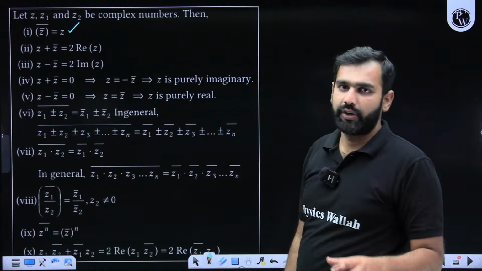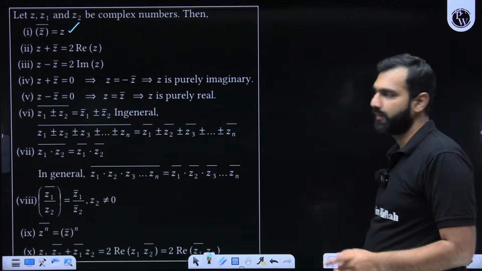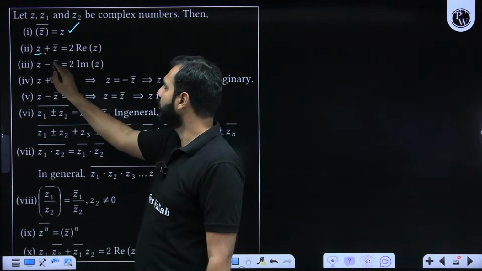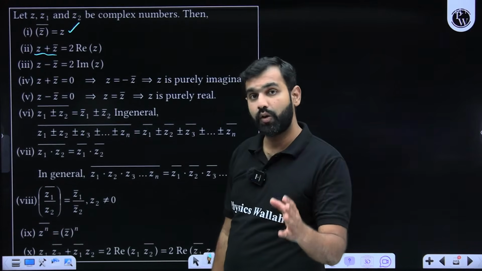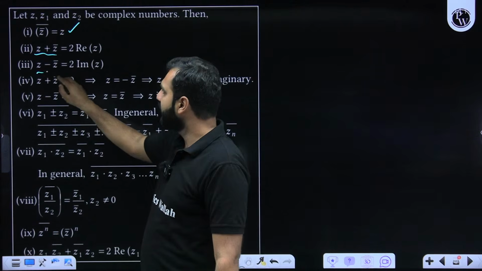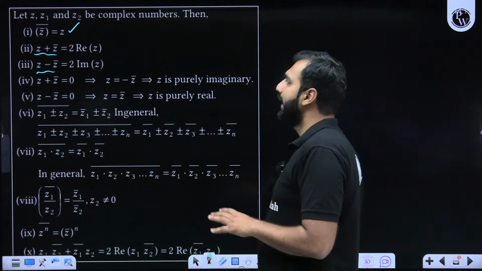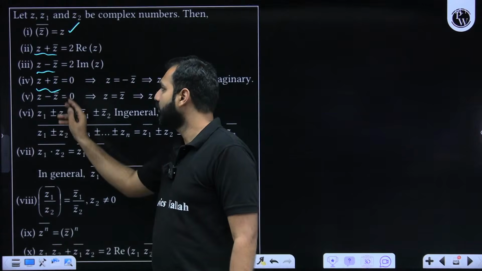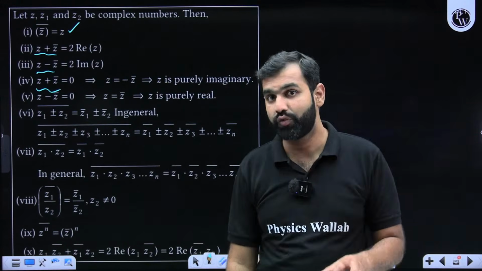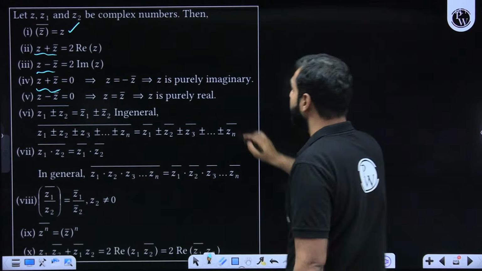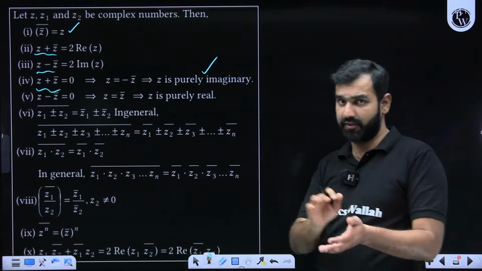conjugate of the conjugate of a complex number is the original complex number. And if you add a complex number to its conjugate, it gives you double of its real part. If you subtract the conjugate of a complex number, it gives you the double of its imaginary part. If I add the conjugate of a complex number to itself, and if the value is found to be 0, we remember and we know that z will be purely imaginary, and vice versa.